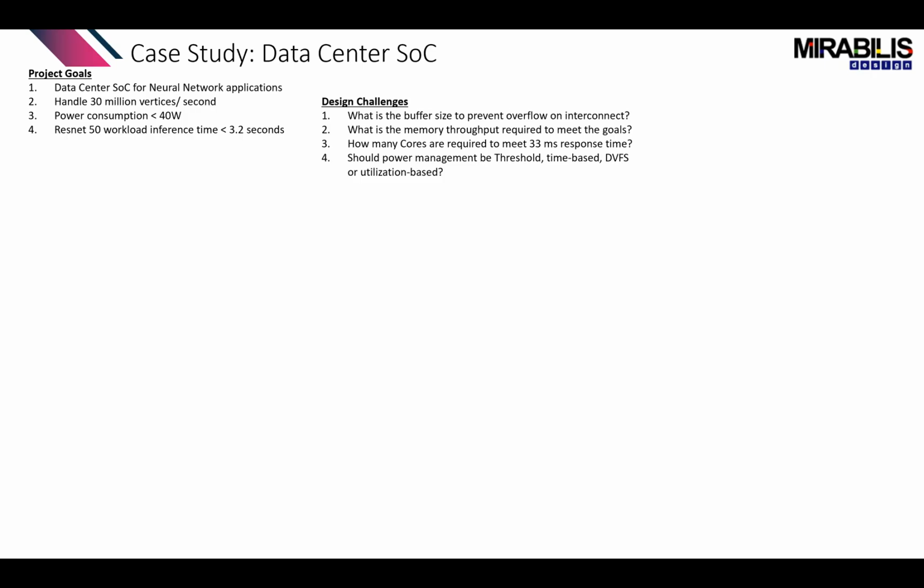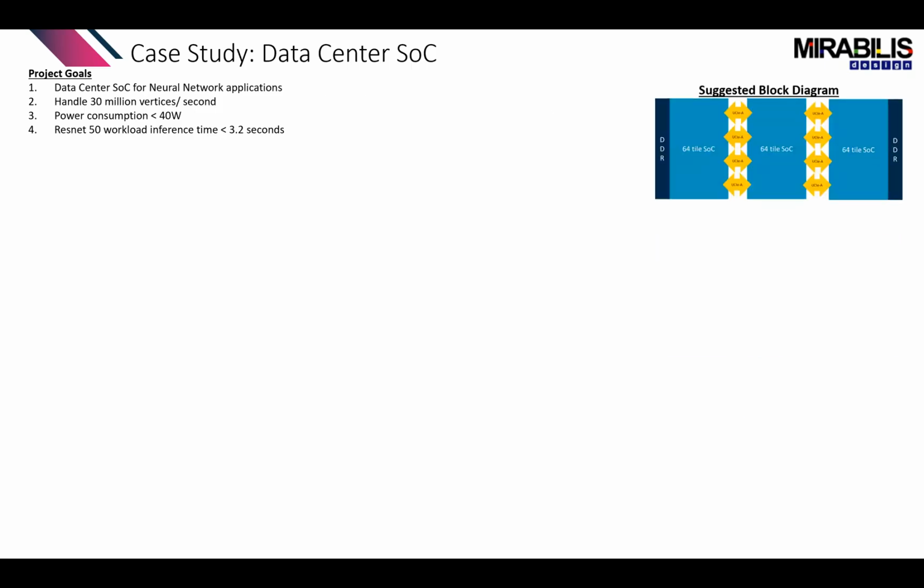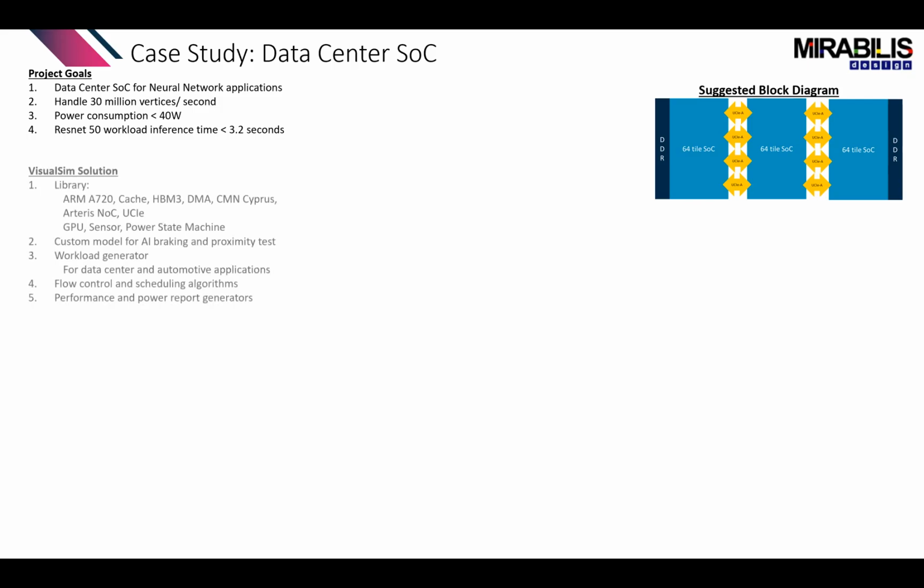Obviously, buffer overflow is something we want to prevent at the interconnect. We have some memory throughput thresholds we have to achieve. We've got to see how many cores you really need to meet the 33 millisecond response time for each frame. And lastly, what kind of power management technology should I use that will actually give me benefit for these types of applications? Now, let's start with a block diagram of this kind.